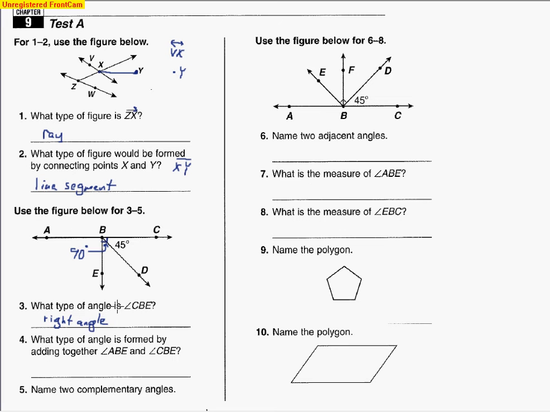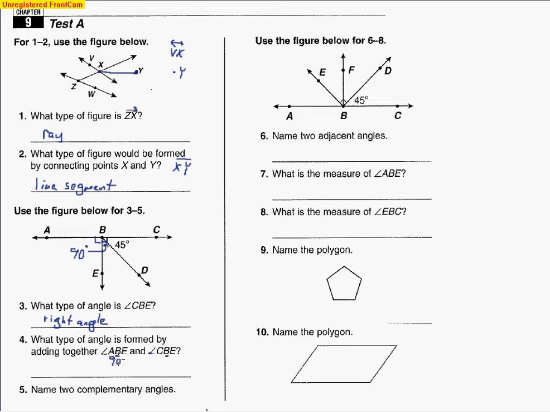Now there are other types of angles, and so maybe we'll be answering those in the next few questions. If not, we'll go over them. What type of angle is formed by adding together ABE and CBE? Now remember, the middle letter represents where it changes direction, where the corner is, kind of like this little angle symbol here. That would be the B value. So let's take a look at it. ABE. Well, that's a right angle right here. So this one's 90 degrees.